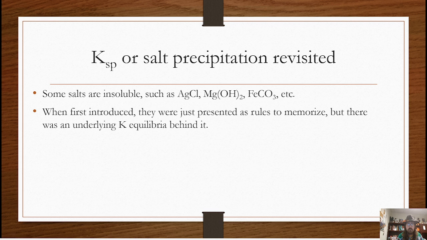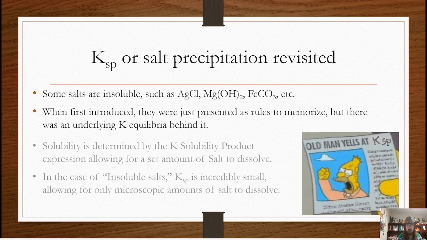The idea is some salts are insoluble. Silver chloride, magnesium hydroxide, iron carbonate. There's a lot of them. We learned them. Here's a table of what precipitates and what doesn't. But there is an equilibrium expression behind it, and there's some complicated inorganic chemistry behind why this is soluble and this is not. But largely speaking, it comes down to K values.